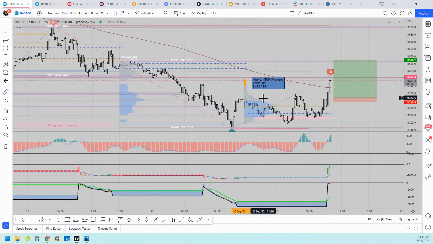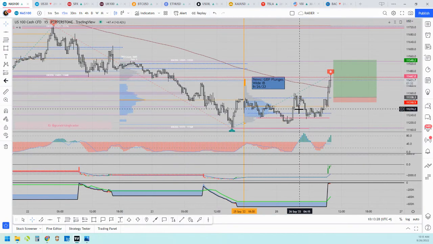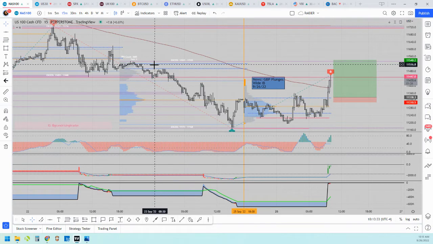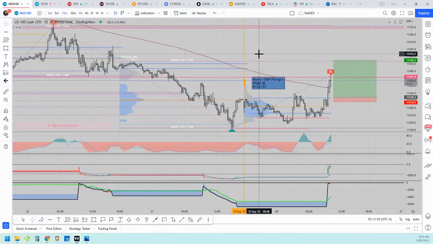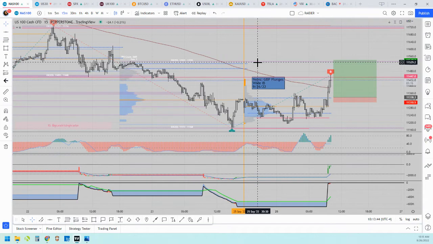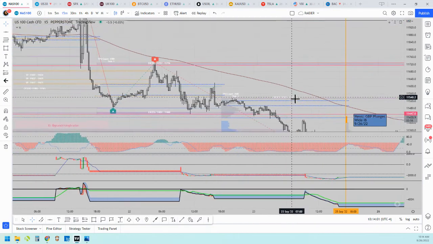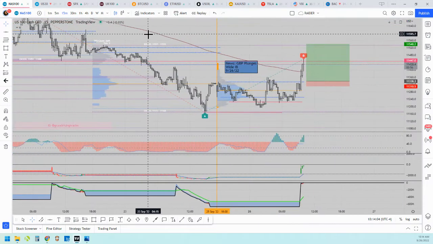So, does that mean that there's a high probability, when the initial balance is outside of the value area, that it forms an excess? And if it does form it, that there's a high probability that the price will go there. Because, like I said, 90% of the time the IB is in the value area. Let's take note of that.